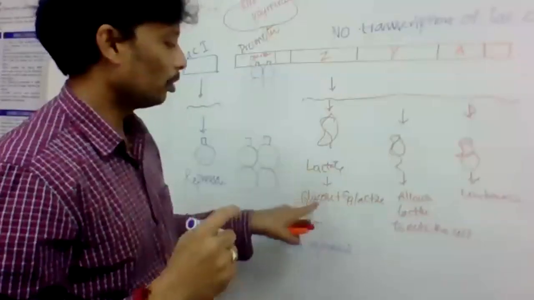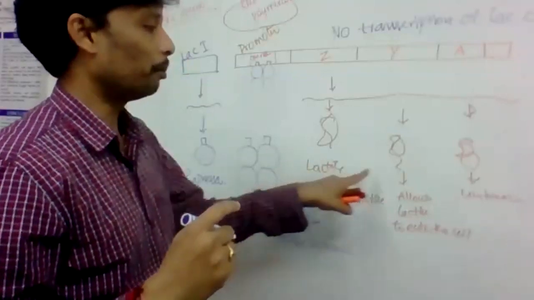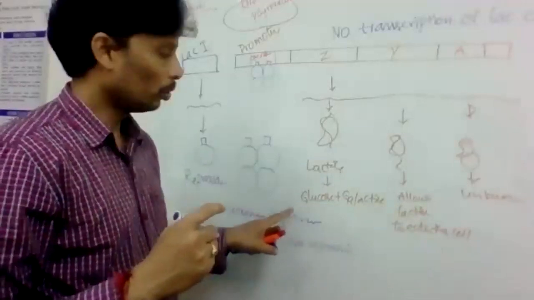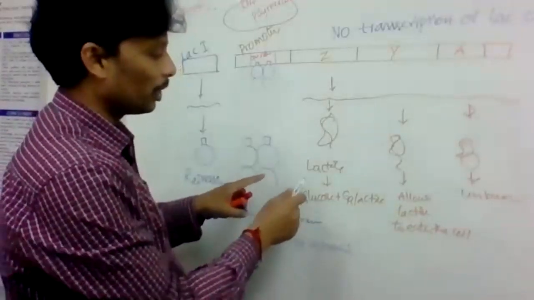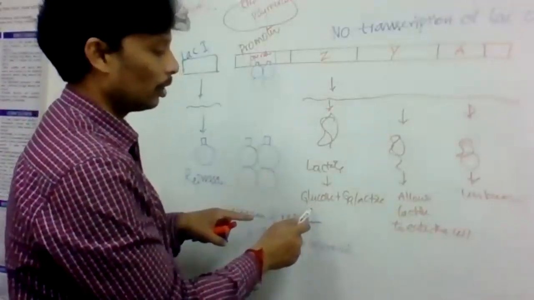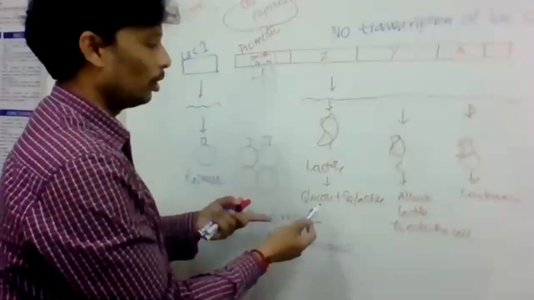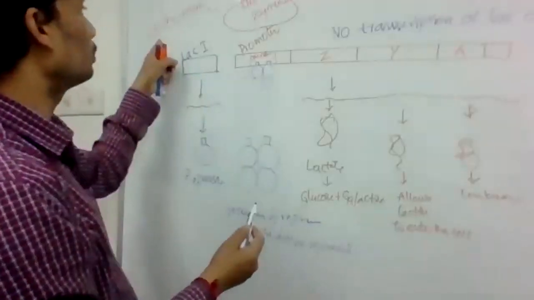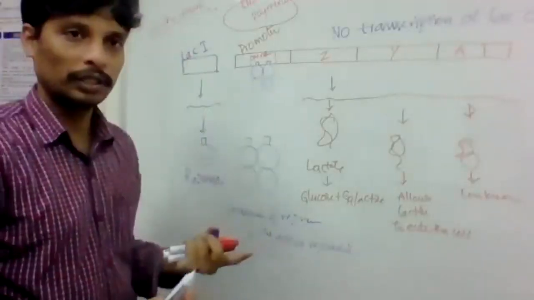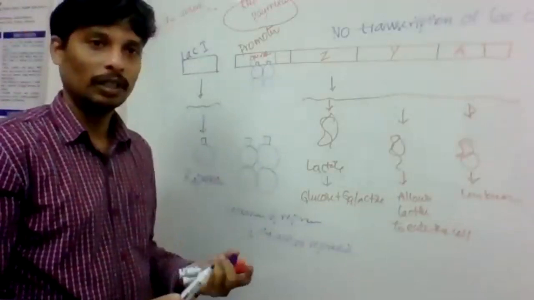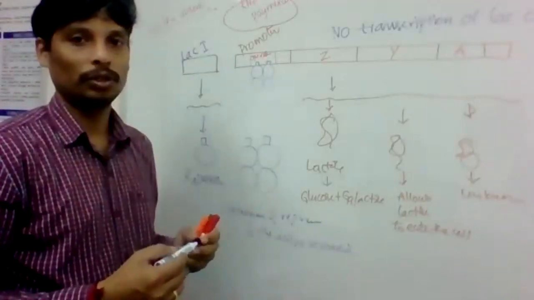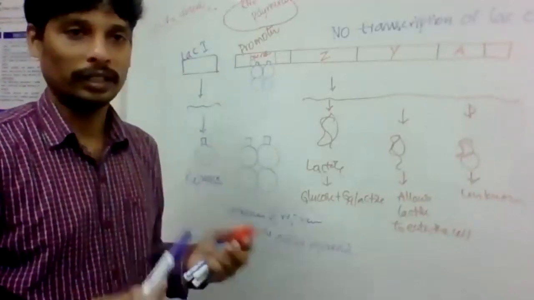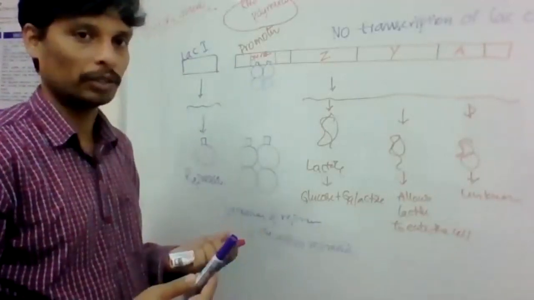So when there is no transcription of the lac operon, what happens? There will be no beta galactosidase and permease and so on. All these enzymes will not be expressed. So there will be no utilization of lactose as an energy source. It's sensible, right? When lactose is not present, there is no need to use lactose as an energy source, and no need to have enzymes to use it. So that is what happens.